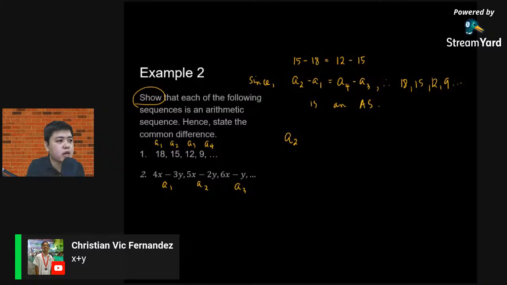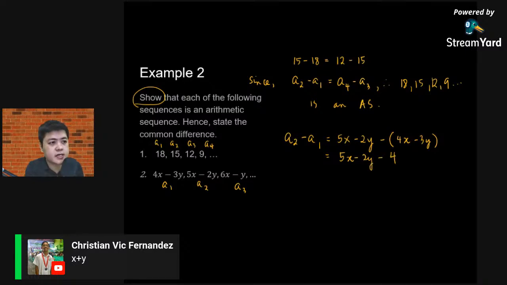A sub 2 minus A sub 1 is equal to 5x minus 2y minus, do not forget the parentheses, 4x minus 3y. Simplify natin, we have 5x minus 2y. Distribute the negative, we have negative 4x plus 3y. Simplify natin, we'll have 5x minus 4x, that is x, and then negative 2y plus 3y, that's plus y.